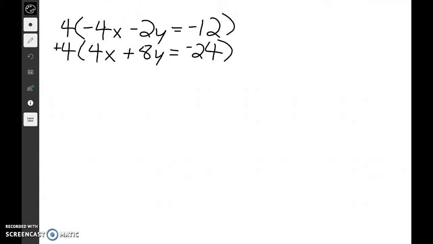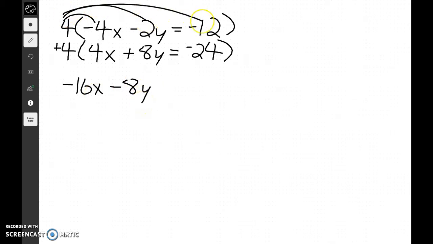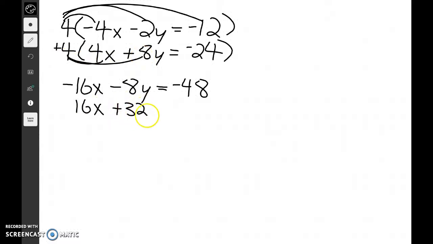So in this one, we would say 4 times negative 4 is going to be negative 16x. We've got 4 times negative 2y, which is going to be negative 8y. We've got 4 times negative 12, which is going to be equal to negative 48. And then on bottom, we've got 4 times 4x, which is 16x. 4 times 8y, which is going to be 32y. And then that's going to be equal to 4 times negative 24, which is going to be negative what? Negative 96. Thank you.